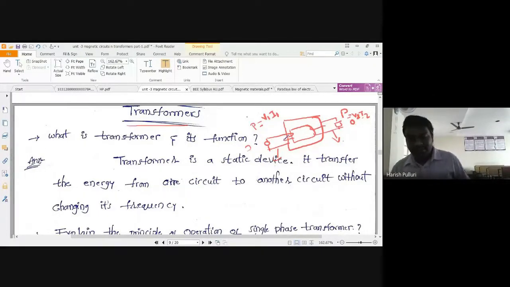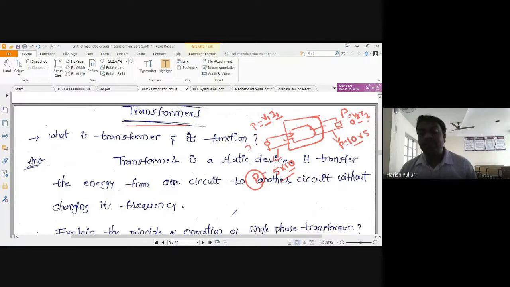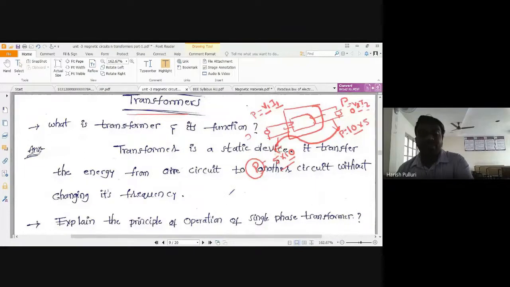But what is the difference in the transfer? It transfers power at different levels. For example, if I am giving 5 volts and 10 amps, then the output side gives 10 volts and 5 amps. Clear? The overall power, the product of these two, is the same on both sides, but the levels change. If the voltage increases, the current automatically decreases. That is the main function of a transformer.